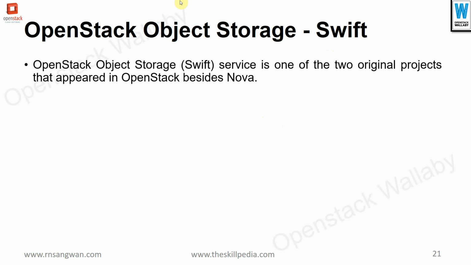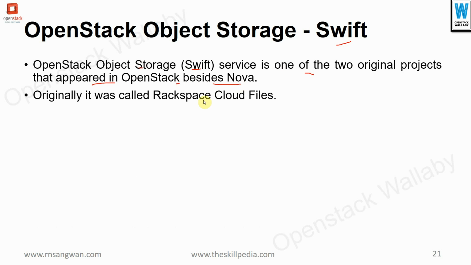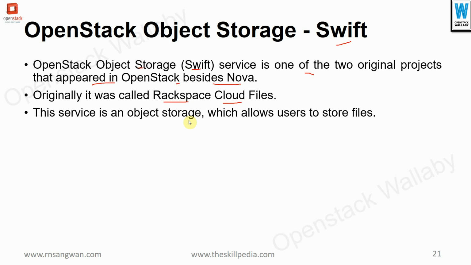And then Swift is object storage. OpenStack object storage is Swift. This service is one of the two original projects that appeared in OpenStack besides Nova. Originally, it was called Rackspace Cloud Files. This service is an object storage which allows users to store files, which may be machine files, maybe PDF, directories, images, videos, any kind of file can be stored in the object storage.